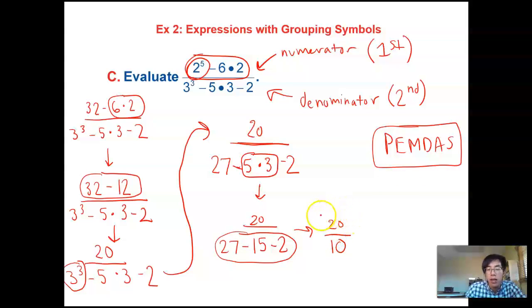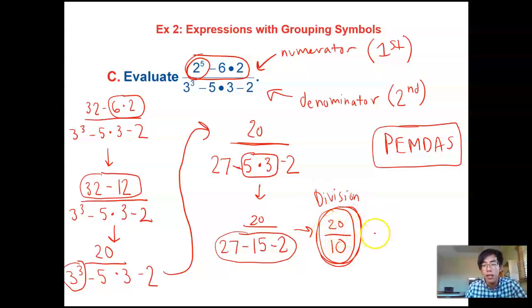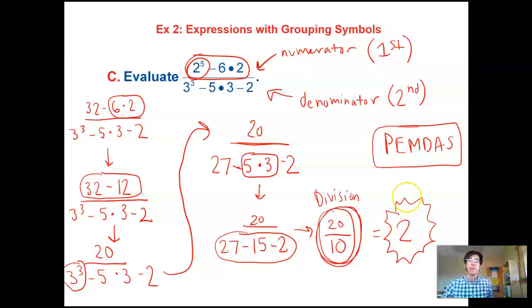And check it out. I just have something that looks like a simple fraction. When I have a fraction, I am going to look at the operation of division. So what's 20 divided by 10? That is going to give me 2 as my answer. Alright, so that's how we solve that. Remember to do your numerator first and then denominator second. Try that example problem below using this as a reference.